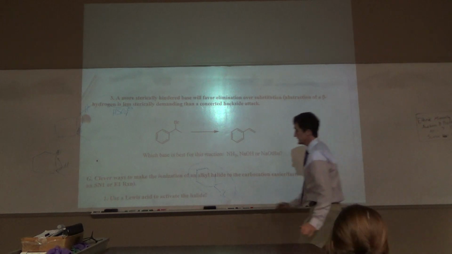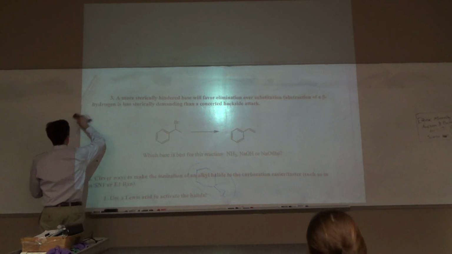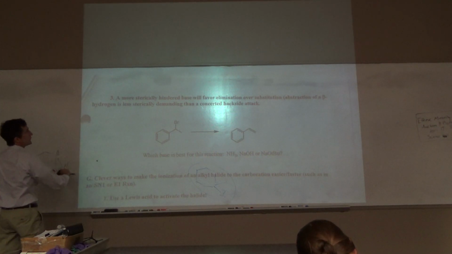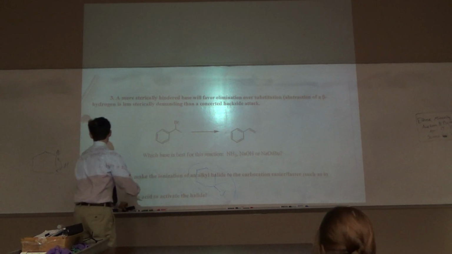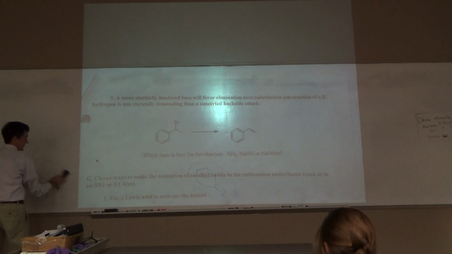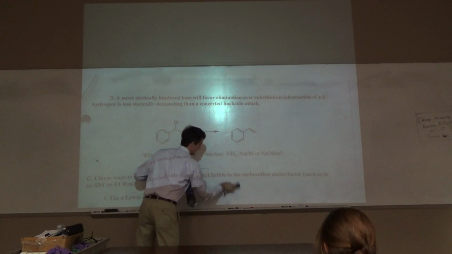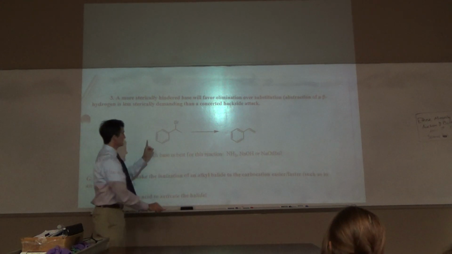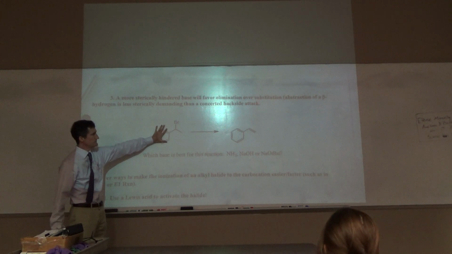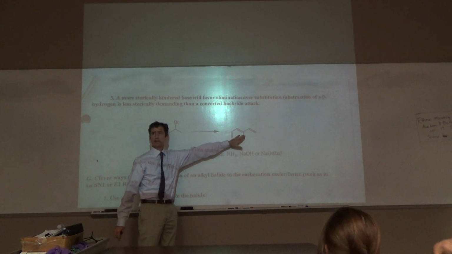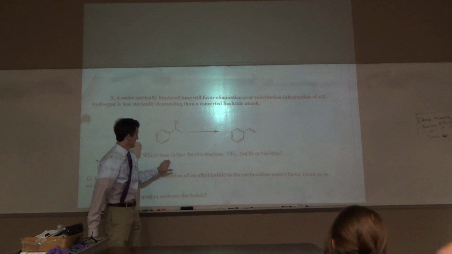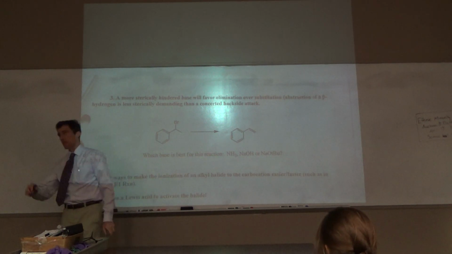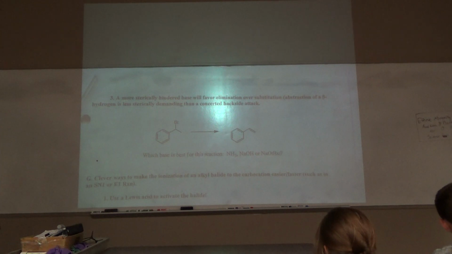This we've already really looked at, but slight little difference here. A more sterically hindered base will favor elimination over substitution. So you had this compound, and you wanted to do an elimination. Which base would you use for this? Of the three choices.